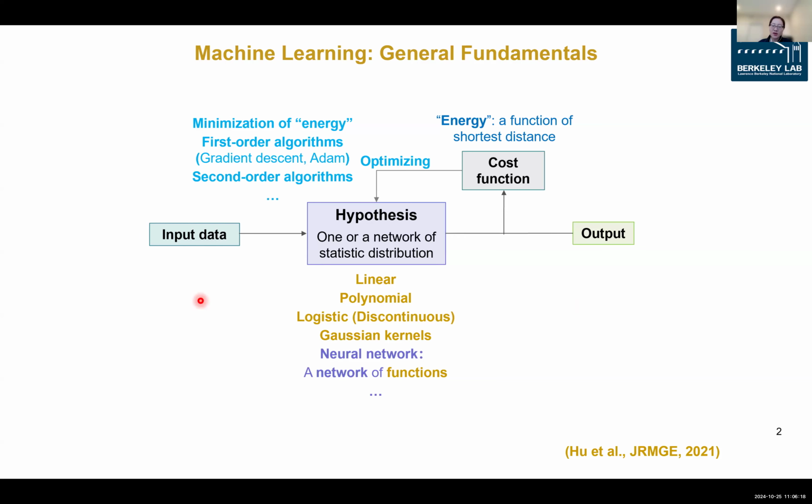So this tells how machine learning works between the input and output data for different types of science and engineering applications. A hypothesis is usually constructed. This can be linear, polynomial, logistic functions, can be Gaussian kernels or neural networks of these functions. And a cost function is constructed that represents energy as a function of the shortest distance, for example, between the hypothesis and given output for supervised machine learning. And iterations are basically conducted to reconstruct the hypothesis until the cost function is minimized and the hypothesis approaches the given output.